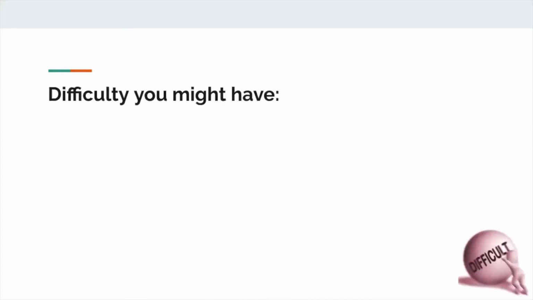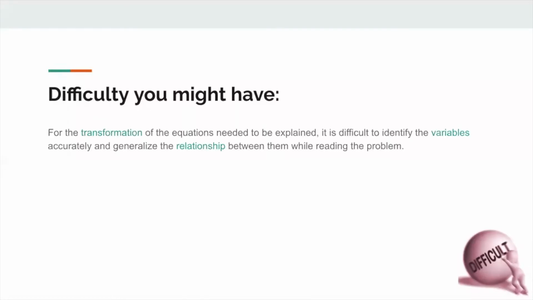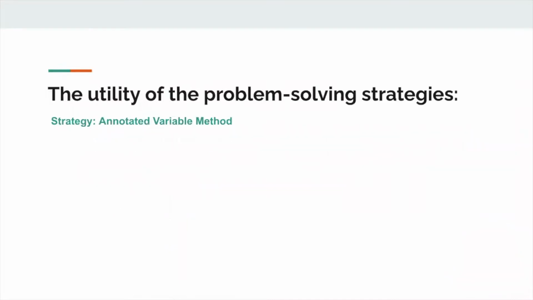When you're solving the problem, something that you may be confused with is that a transformation of an equation might happen, and it is difficult to identify the variable accurately and generalize the relationship between them. Like D here, be careful that it's an inverse function. So when you see this type of equation, you've got to watch out for the input and output because they are the opposite of the original function.